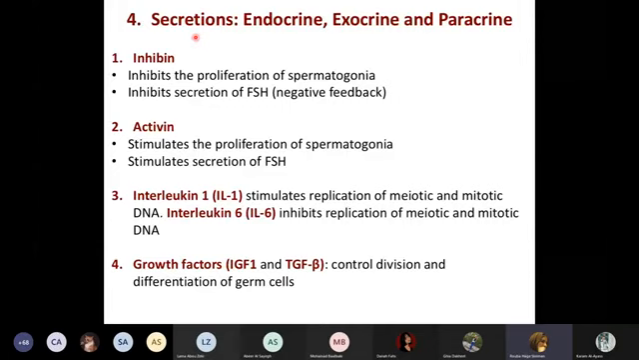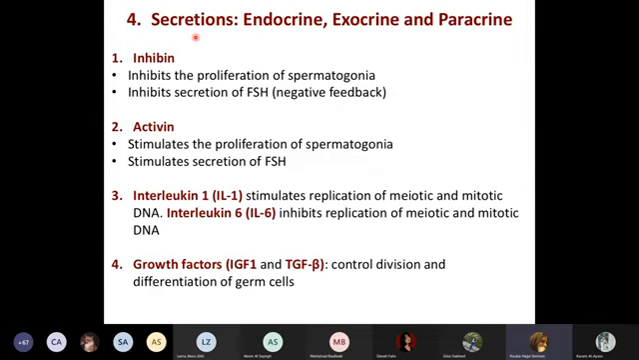The fourth molecule is the growth factors, IGF-1 and TGF-beta. So IGF-1, which is insulin-like growth factor, and TGF-beta, the transforming growth factor, are two important growth factors that are very important to control division and differentiation of germ cells. A fifth molecule that is also important and secreted by Sertoli cell is the plasminogen activator.